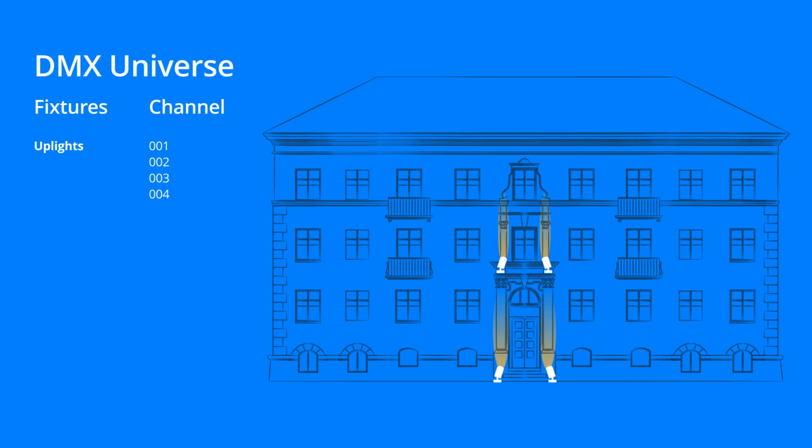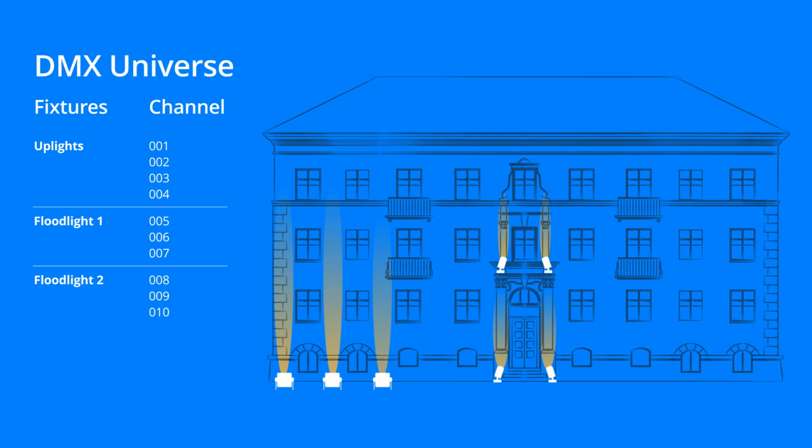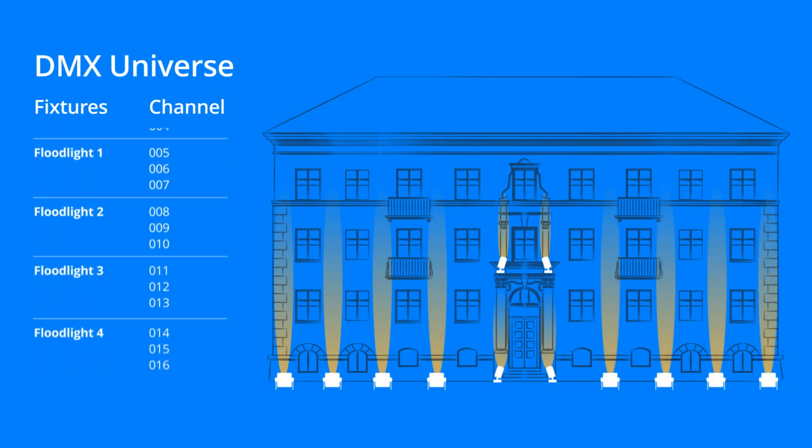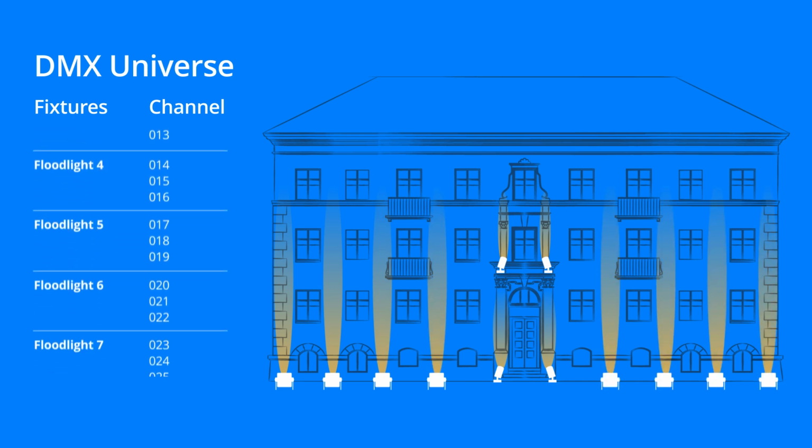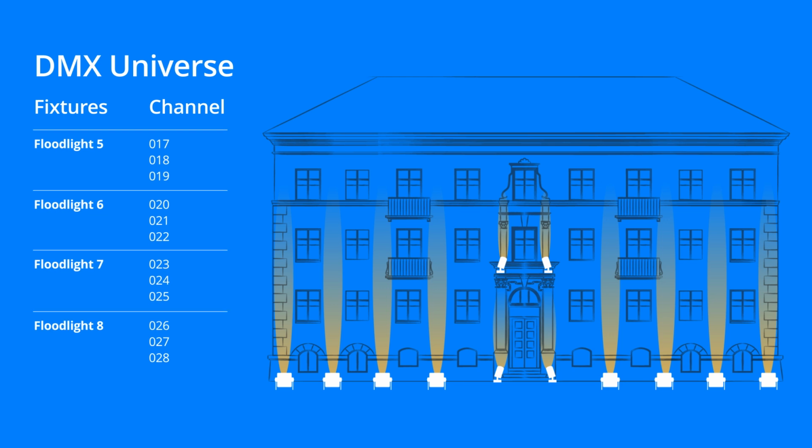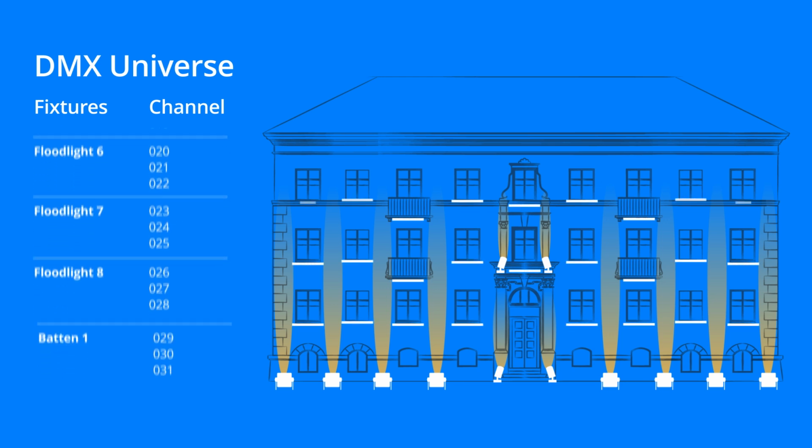Now we start assigning channels to our other fixtures. We'll assign the first to address 5, and because these floodlights have a footprint of 3 channels, we'll assign the next to address 8, then address 11, and so on. Once we've set aside addresses for our floodlights, we can assign addresses to our battens in the same way.